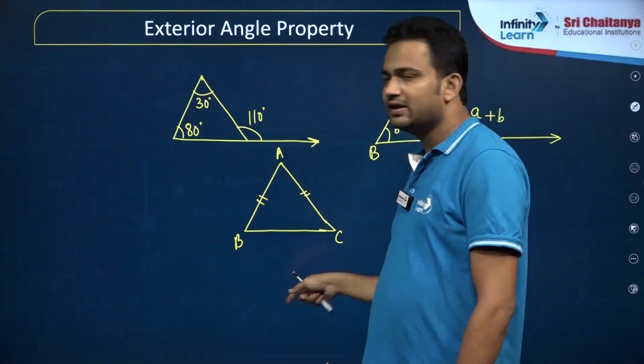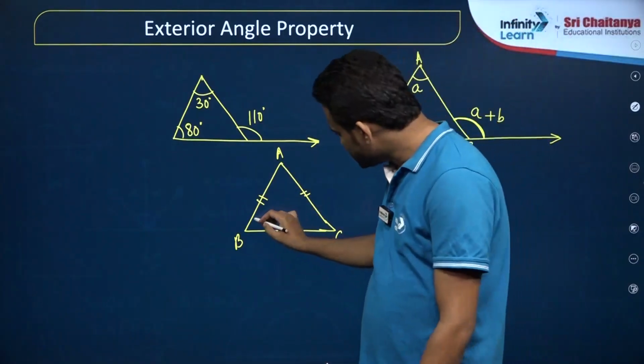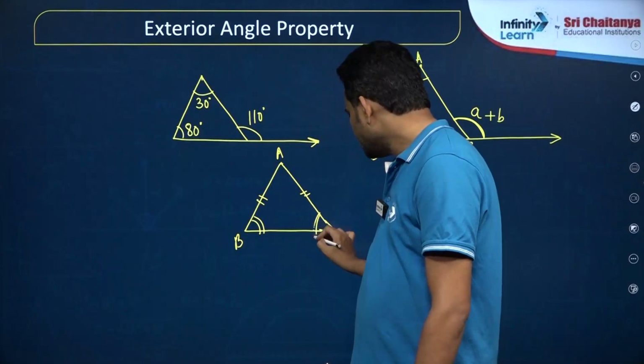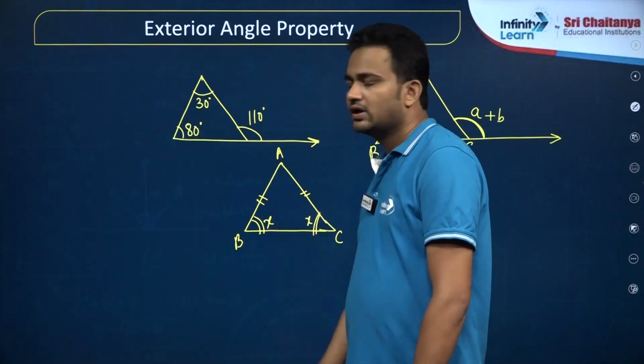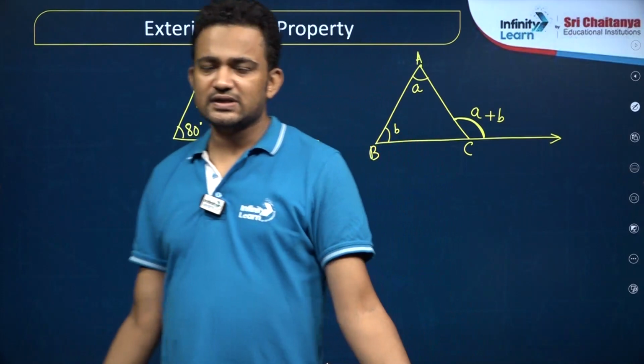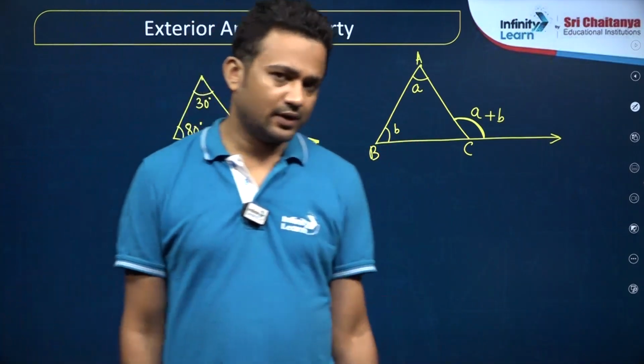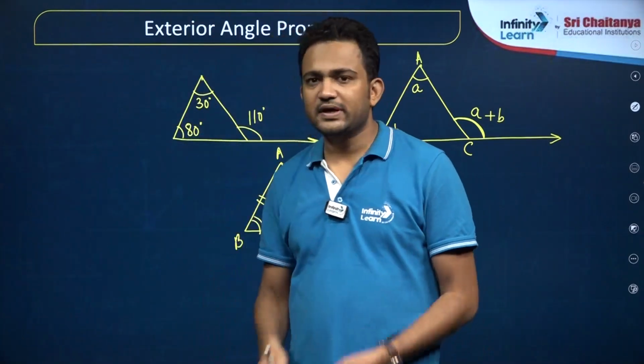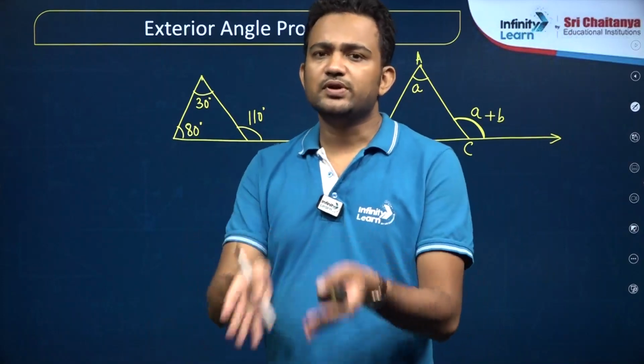Why is this an isosceles triangle? Because two sides are equal, then their opposite angles must be equal. If this is x, then this will be x, right? So in any triangle, if two sides are equal, then their opposite angles must be equal. Okay, I hope these properties are clear to everybody. Let's move to the question part.